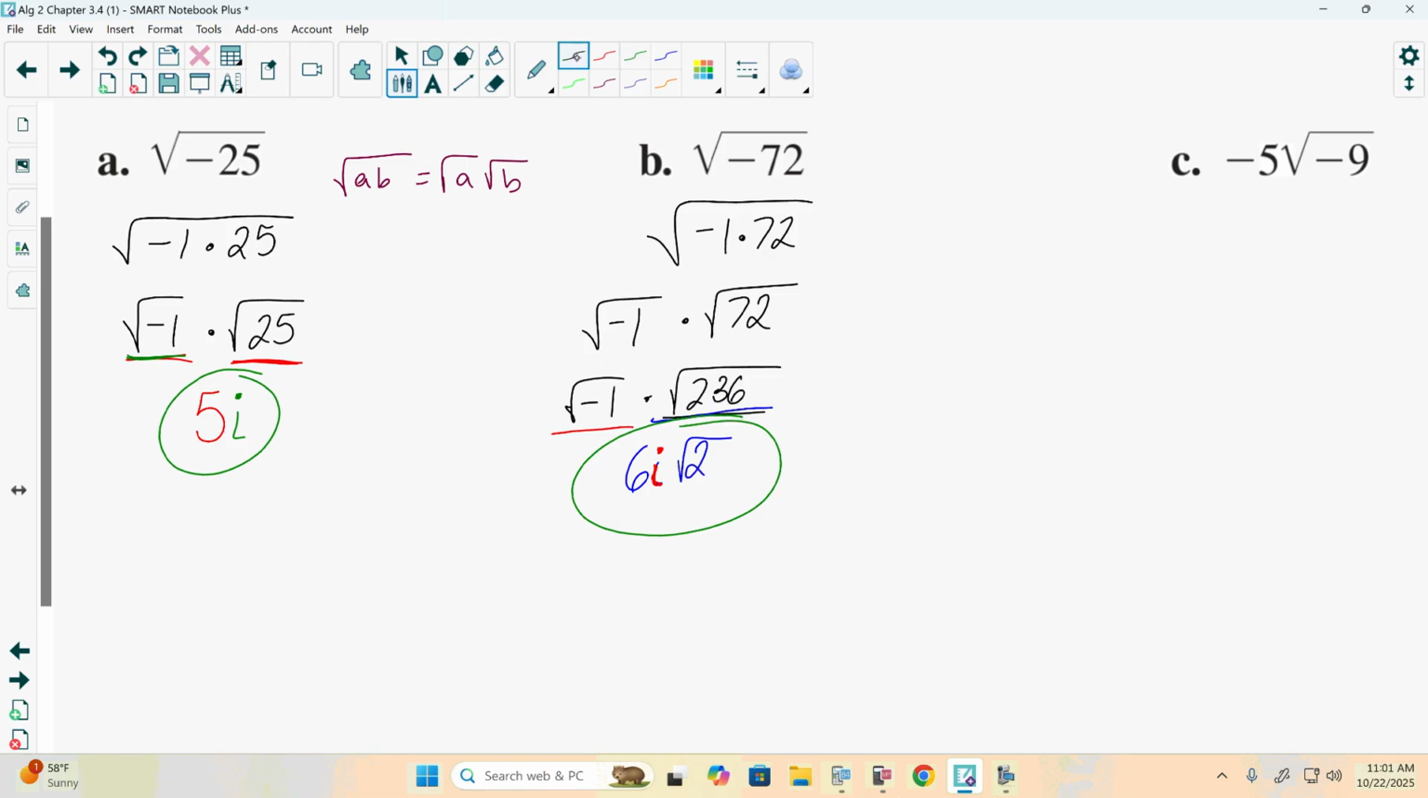Now, let's look at C, negative 5 square root of negative 9. So we still have the negative 5. Now the square root of negative 9, well, we can do the same thing we've been doing.